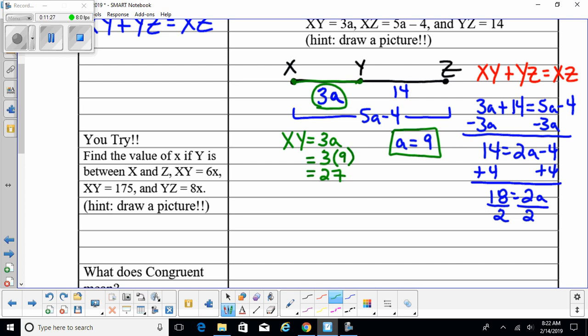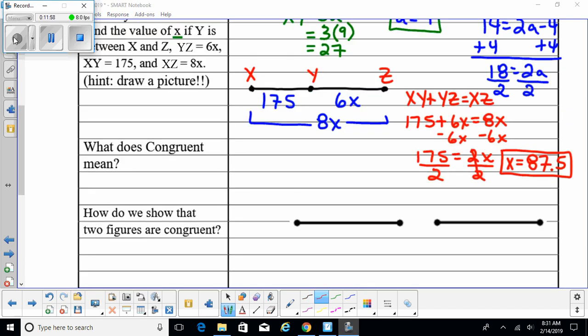All right, you guys have a Try. I want you to pause the video and find the value of x. This time we have our happy variable x. If big Y, the point, is between X and Z, make sure you draw yourself your segment and label those 3 points accordingly, and then put the information that you know about each segment there, and then solve from there. Check your work when you have finished, but again, pause the video and try it out.